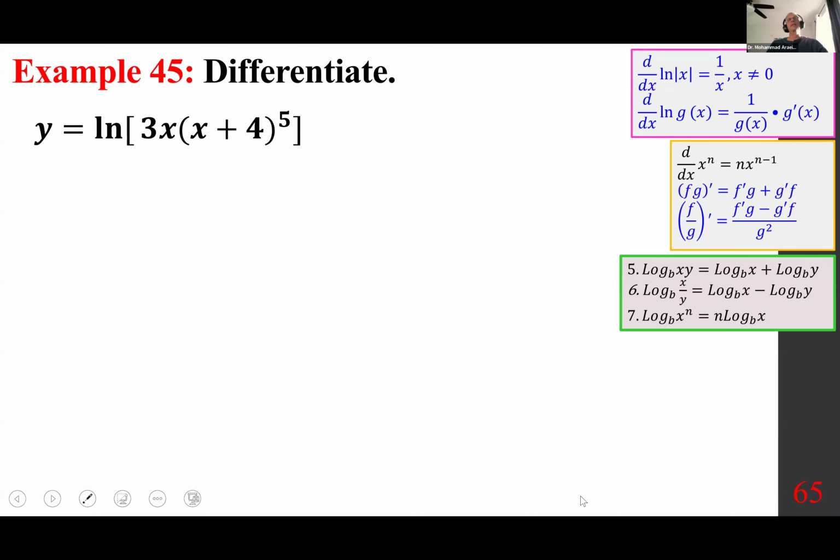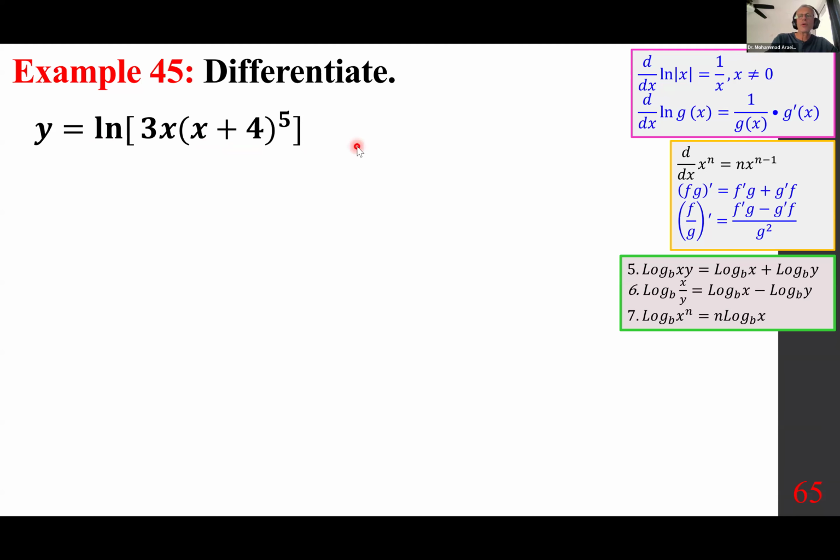First, I'd like to look at an example in essence from the previous topic involving logs. We want to take the derivative of this expression y equals ln of 3x times (x plus 4) to the fifth power. If we differentiate it just the way it is, that means you have to flip this over, write the reciprocal of this, and then differentiate this, which requires the use of the product rule as well as the extended power rule. Instead, we are going to decompose this.